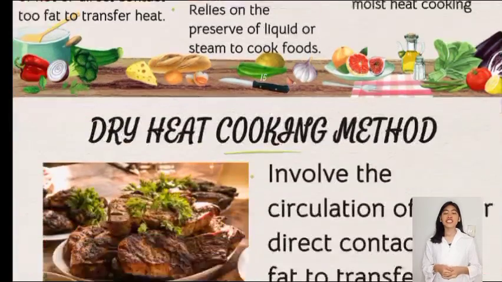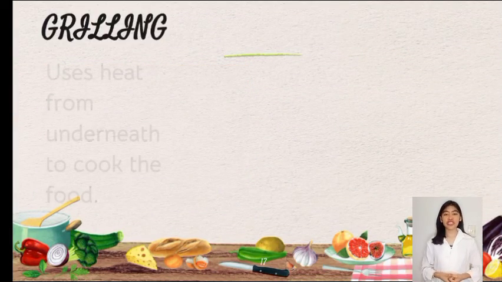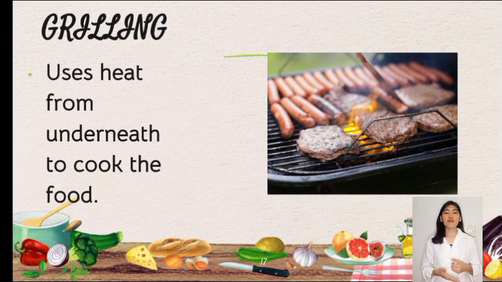First, let's have the dry heat cooking methods. We have here the grilling. It uses heat from underneath to cook the food. So, barbecuing is a common grilling technique. We use charcoal, or you can also use a griddle or grill pan on your stovetop to grill a certain food, and flipping is also required to cook foods on both sides.